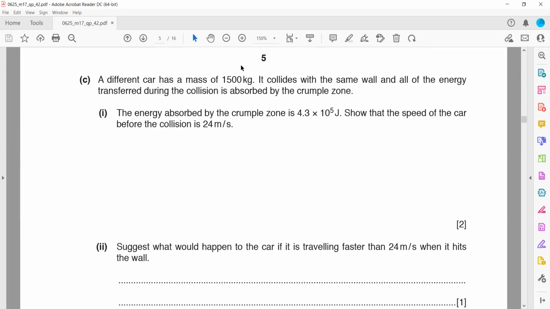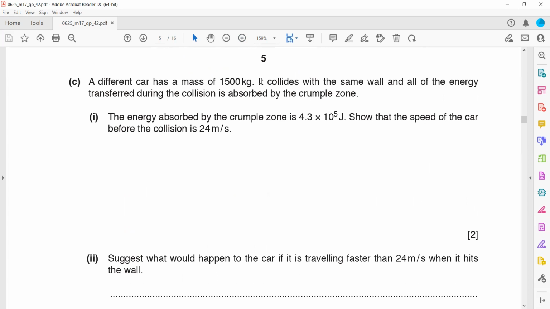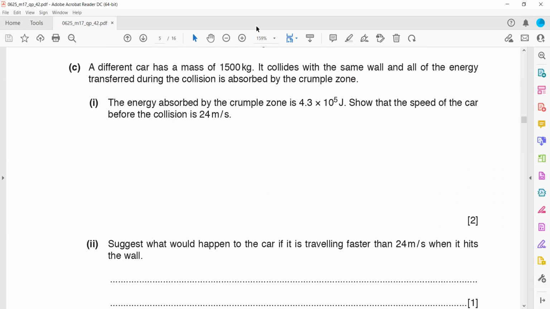A different car has a speed of 1,000, has a mass of 1,500. It collides with the same speed. All of the energy transferred during a collision is absorbed by the crumple zone. The energy absorbed by the crumple zone is 4.3 × 10^5. Show that the speed of the car before the collision is 24.